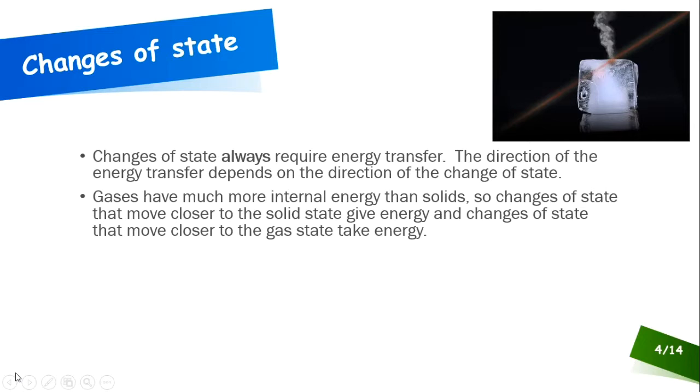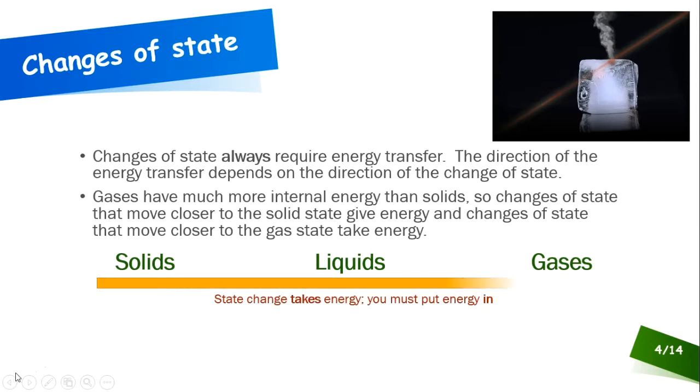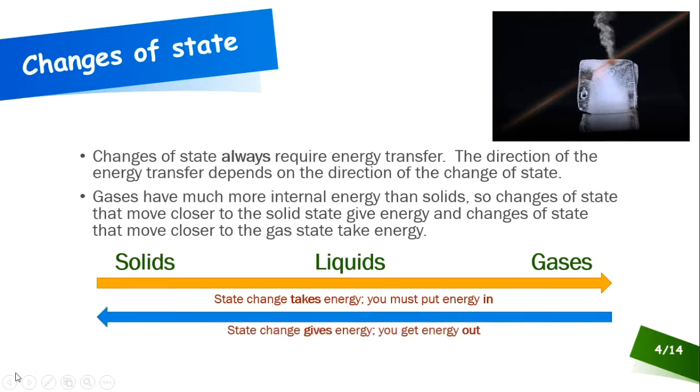If you go the other way, you want to get closer to the gas state, that's going to take energy, because now you've got to bring in energy that you didn't have. You've got to take energy into your system. So looking at the spectrum from solids to gases, if we're moving in a direction that moves us closer to the gas state, that state change is going to take energy. So we have to put energy into the system in order to make that state change happen. To go the other way, if we want to go closer to the solid state, we've got to give energy out. You get energy out of the system.